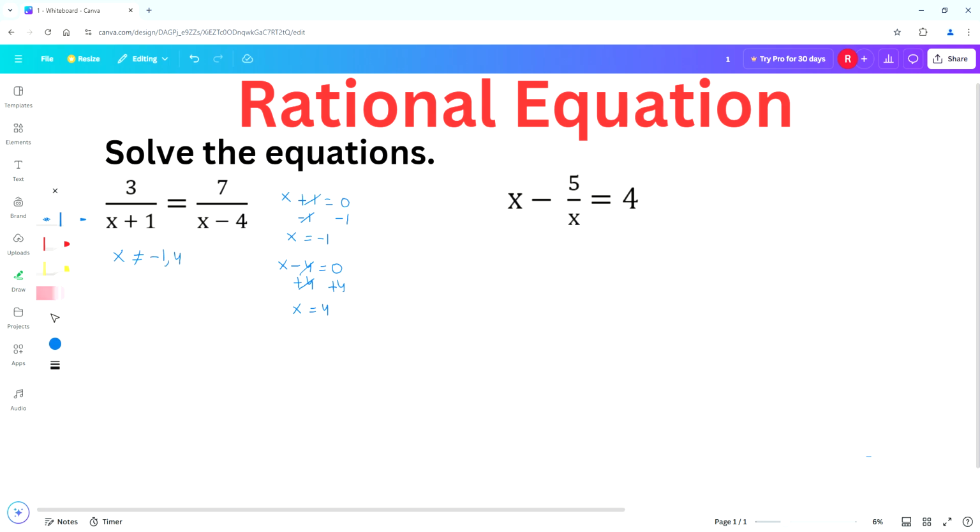Now we can start solving this equation. The first step is to cross multiply the denominators. We can cross multiply x plus 1 to the right side and x minus 4 to the left side.